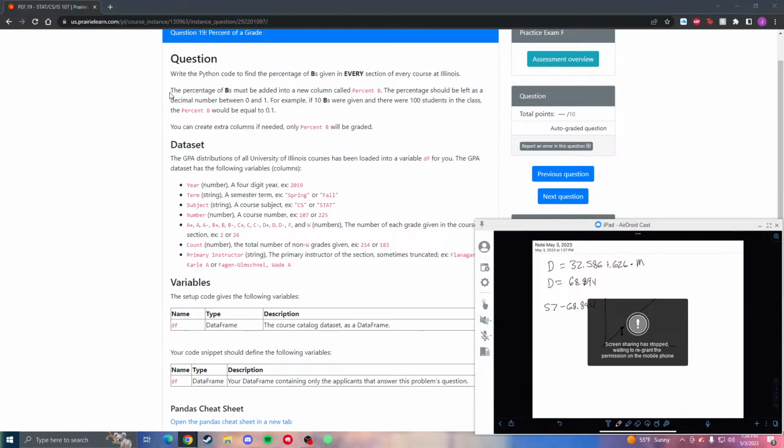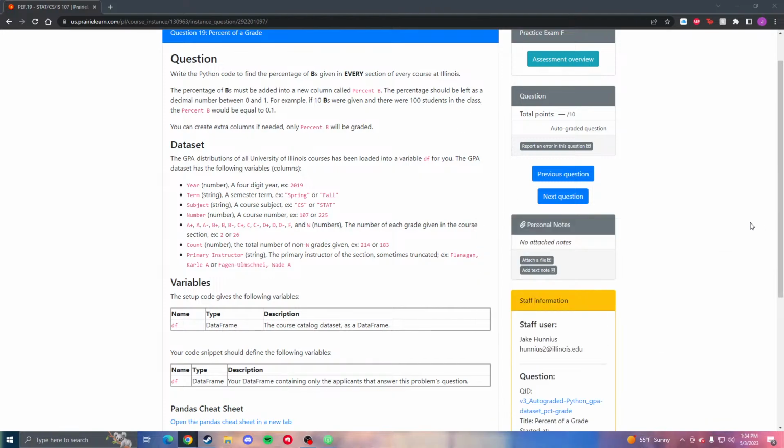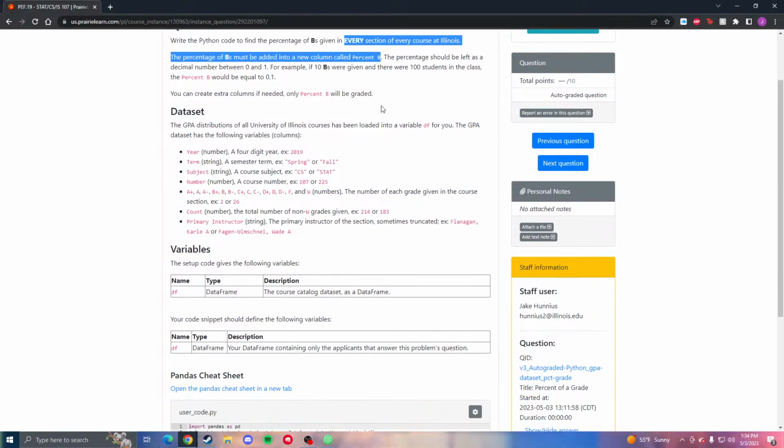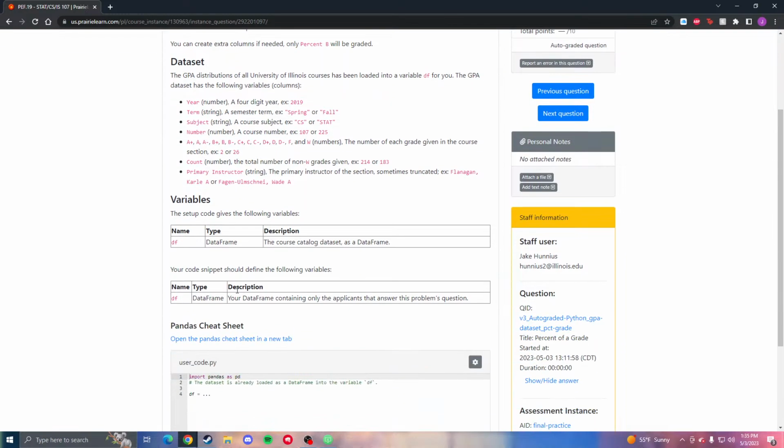All right, yeah. So for this one, I'm just going to go ahead and get rid of that so I can do some coding. We need to figure out the percentage of B's in every section of every course at Illinois. So let's look at the columns that we're given. We have the year, term, subject, number, and then the different grade types, A plus all the way down to W. But we only care about B's. And then we also have count, which is the total number of students, because that's the total number of grades.